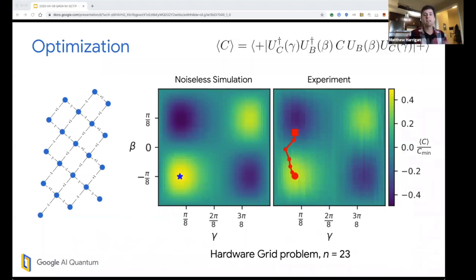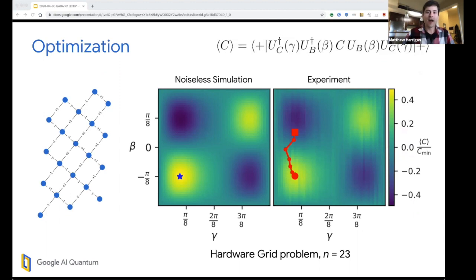And you could clearly see that performance is quite good, even at this relatively large problem size of 23 qubits. All of the hills and valleys are in the right place. The contrast is quite good, and everything looks like it's operating nicely.